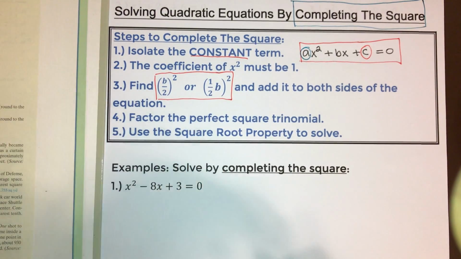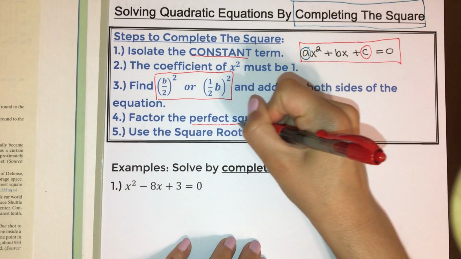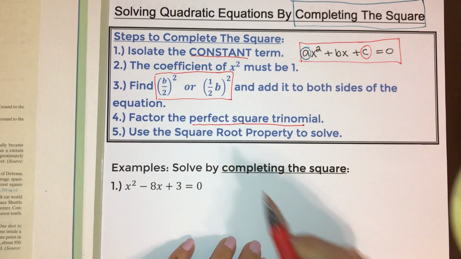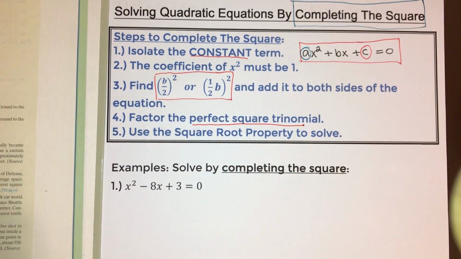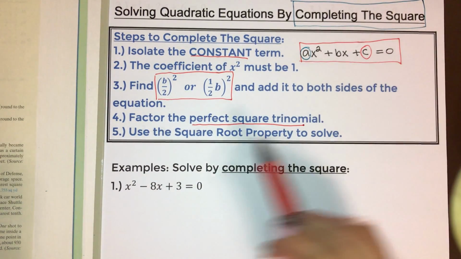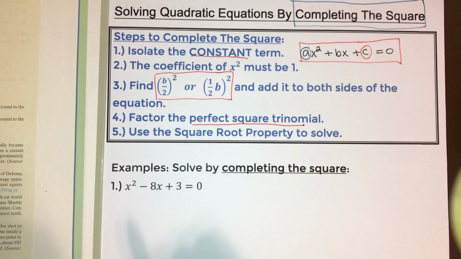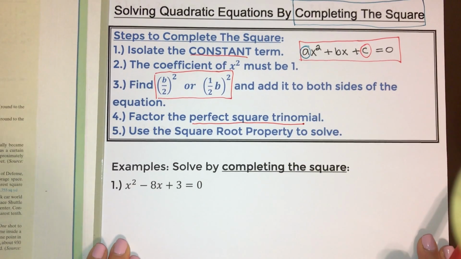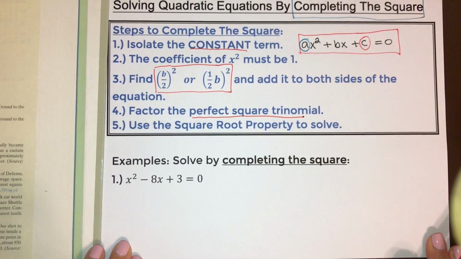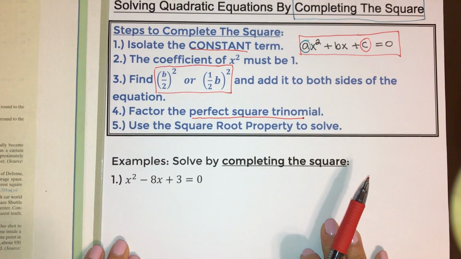Then we're going to factor our perfect square trinomial. And then we use the square root property that we used in the previous video. So you might want to write down these steps, but make sure you memorize this formula because you need to use it every single time. So we're going to start with the first example. We would like to solve by completing the square.